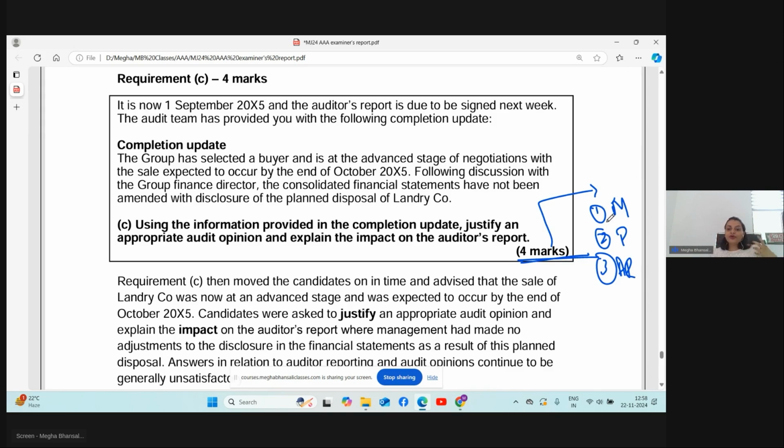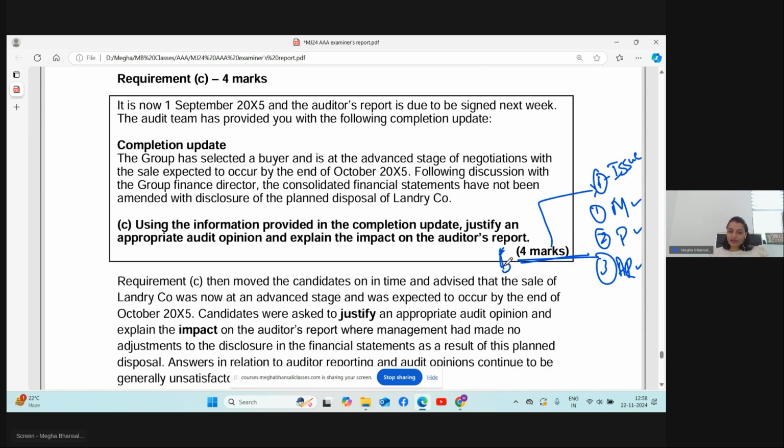Now if it is for 4 marks, you will get one extra mark, which is to explain the issue. So you have to say what the issue is. It's a discontinued operation not being disclosed, so it is resulting in incorrect disclosure, and that's why there is a materiality issue, there's pervasiveness, and this is an adverse opinion. So 4 marks like this.